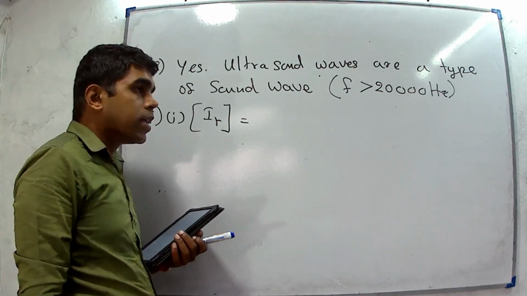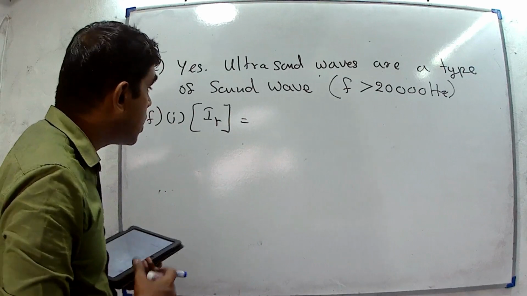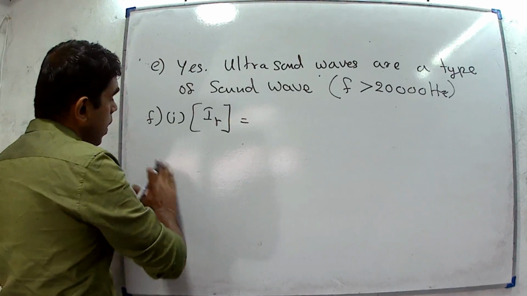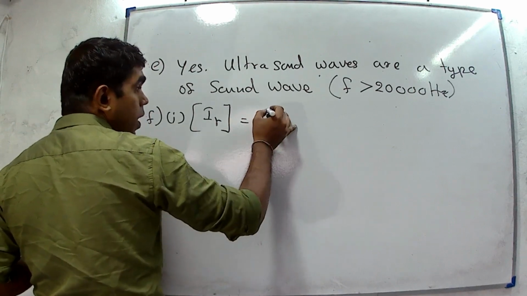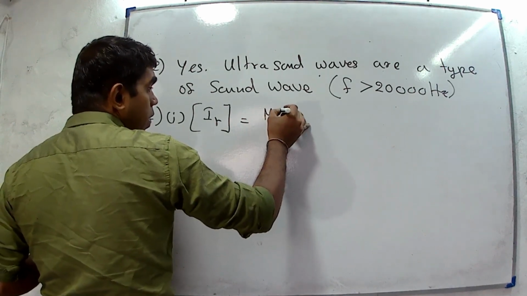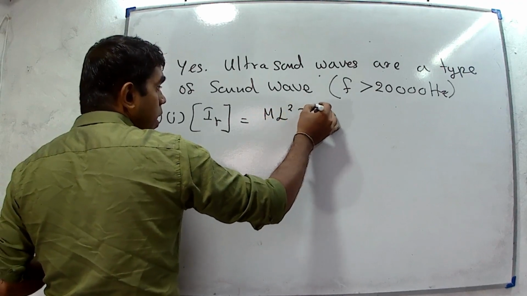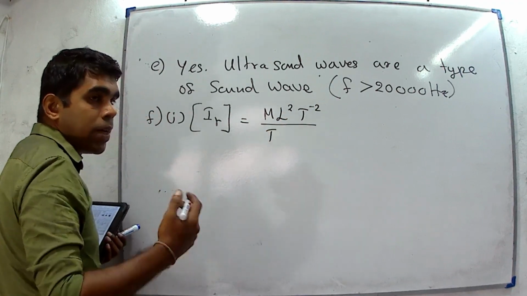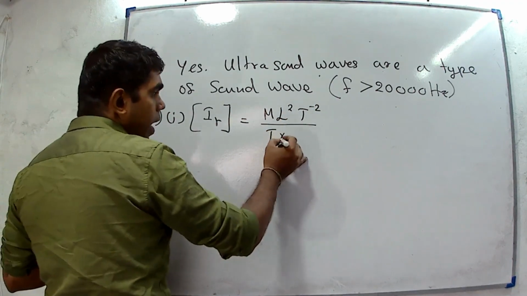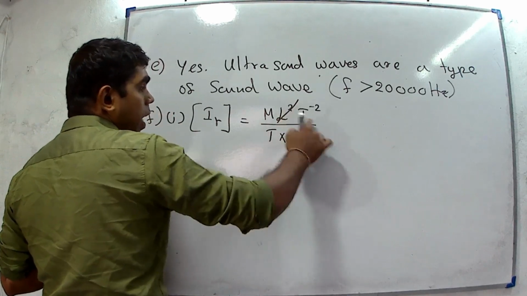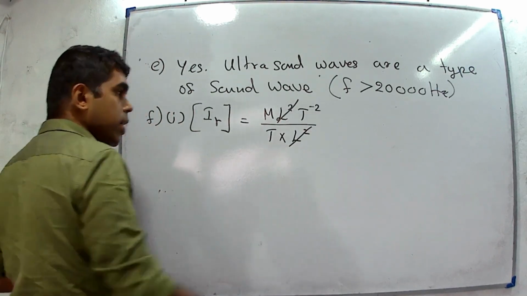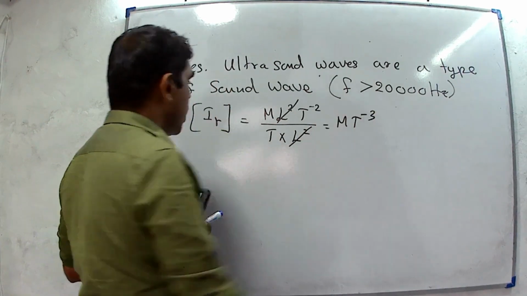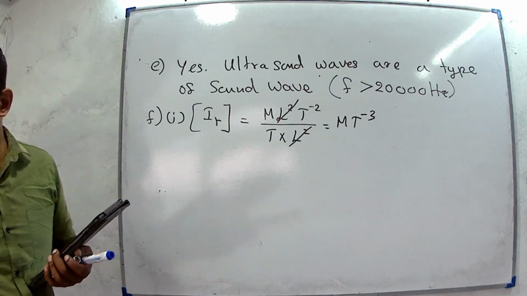We know that sound intensity, light intensity is power. It means energy per second divided by cross-sectional area. We know that energy is ML squared T minus 2. We have to divide by time to get power. Power means energy per second. Again we have to divide by area. Area is length into breadth, L squared. Then M T minus 3. It is the dimension of IR.